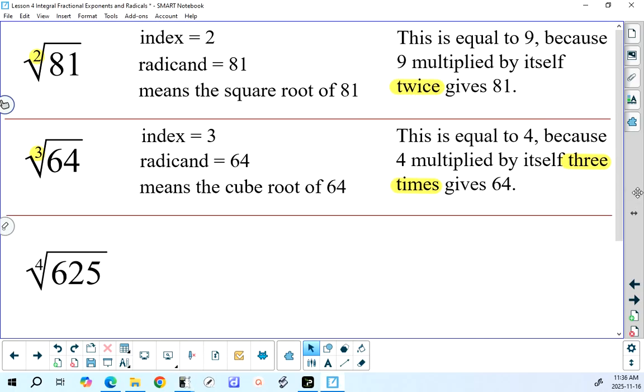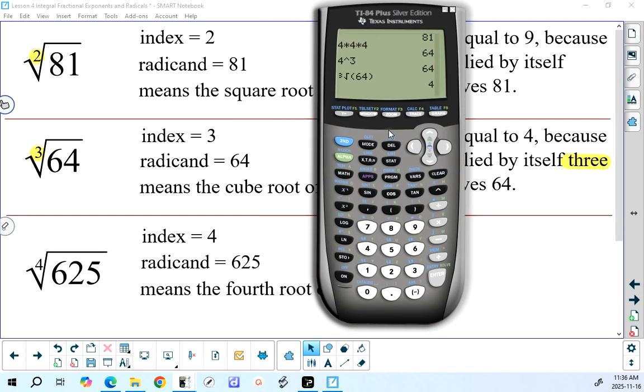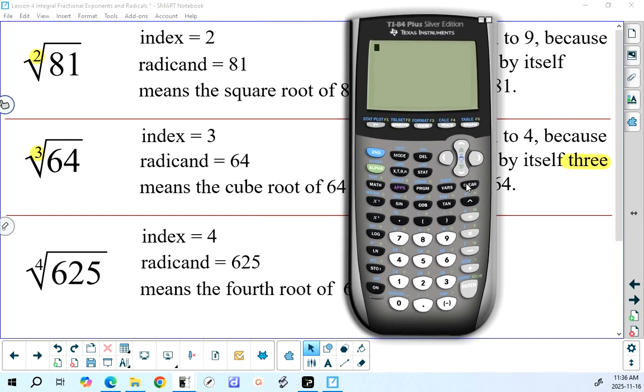Moving on, if we take a look at something like the 4th root of 625, the index is 4. The radicand is 625, and it means the 4th root of 625. Now, the 4th root of 625 is a number which, when multiplied by itself 4 times, gives you 625. We could start trying numbers. We could try 3 times 3 times 3 times 3. No, we don't get 625. We get 81. Which, by the way, means the 4th root of 81 is 3.